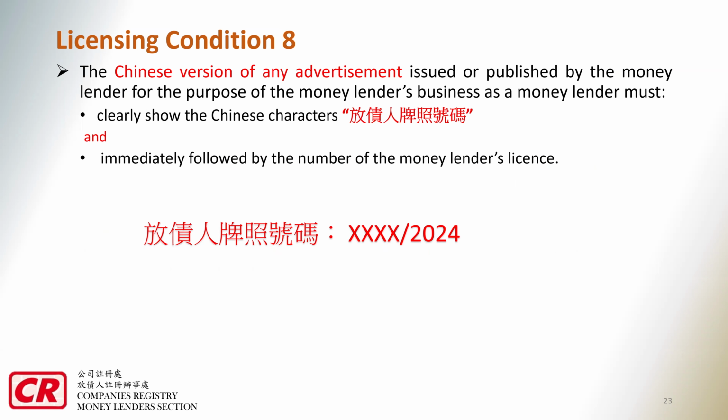And under Licensing Condition 8, the Chinese version of any advertisement issued or published by the moneylenders for the purpose of the moneylender's business as a moneylender must clearly show the following Chinese characters, immediately followed by the number of the moneylender's license. And here is the example.